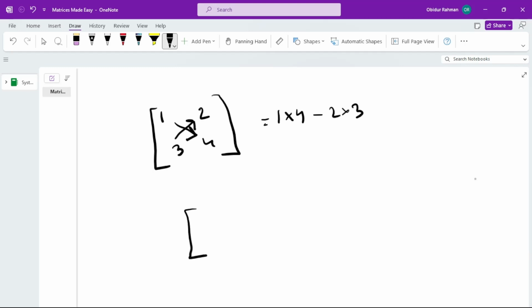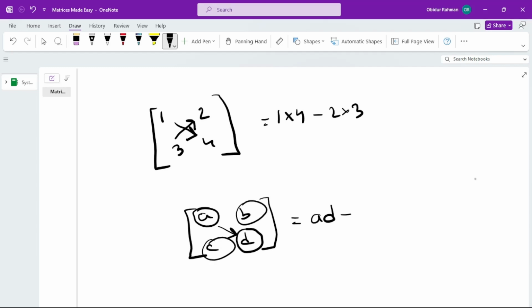Let me give another example. A, B, C, D. So what will be the determinant? We take the first element here. We multiply it with this element. We get AD. Then we subtract it with BC. This is the determinant of this matrix.